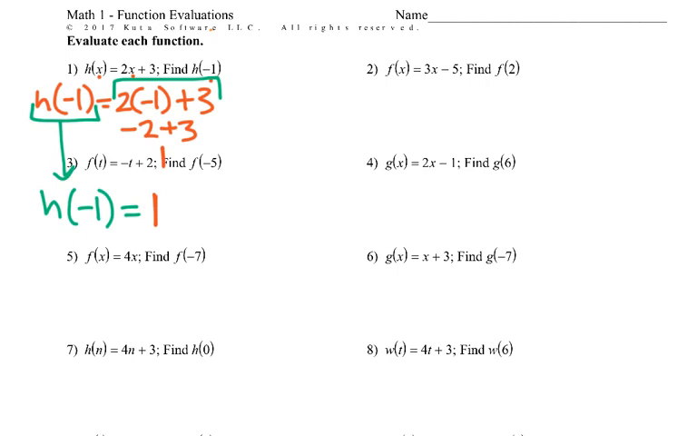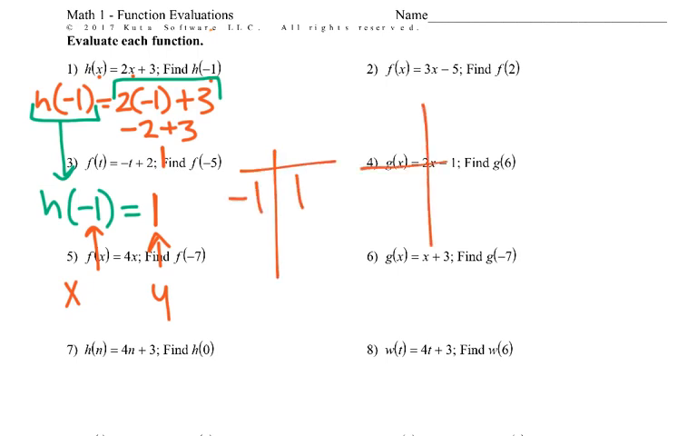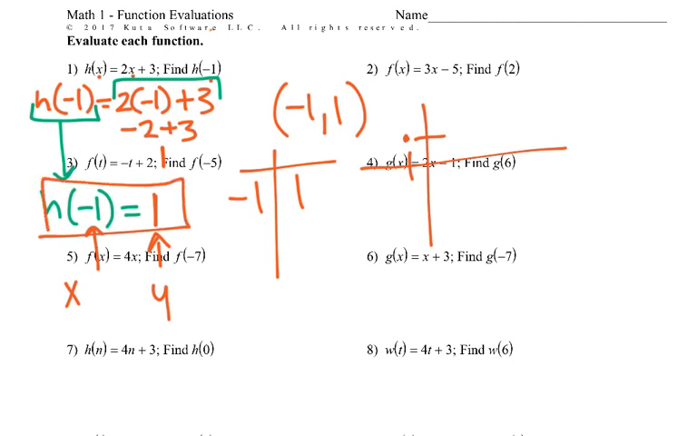What this tells me, h of -1 equals 1, is that with an input, an x value of -1, my output, my y value, is 1. If I'm making a table, that's -1, 1. If I'm graphing it, -1, +1. If I'm writing it as a coordinate, -1, 1. That's what that means. So you need that written like that, not just that answer. You need the whole thing in the box.